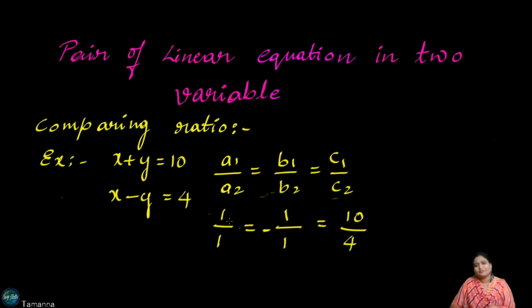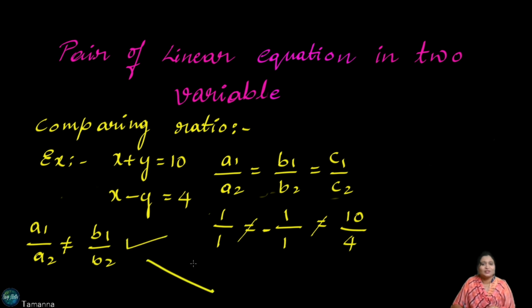See here, students, 1 is equal to 1 but 1 is not equal to minus 1, and this one is purely not equal. If the first step is not equal, there is no necessity of going to the next step. So finally a1 by a2 is not equal to b1 by b2. Due to this reason, this one is an intersecting line. So what is the property of an intersecting line? a1 by a2 is not equal to b1 by b2. Another property is that it has only one solution, and finally another property is that it is a consistent pair of linear equations.